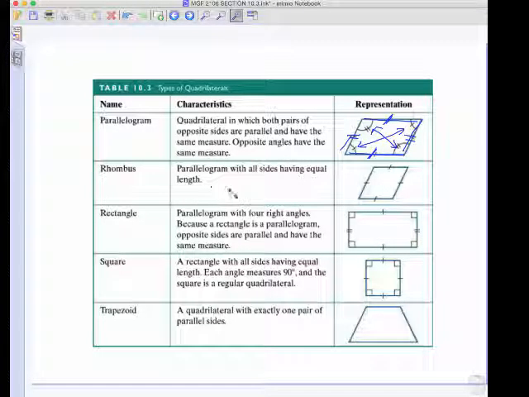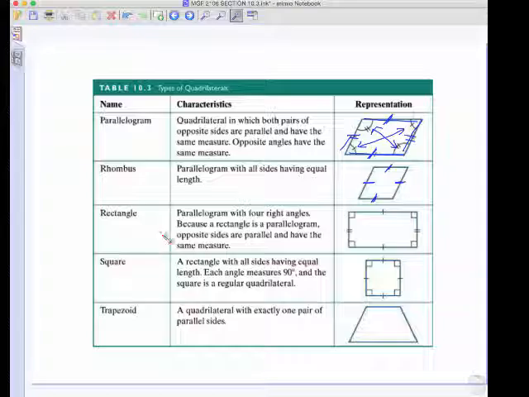A rhombus is a very special type of parallelogram, and it's a parallelogram that has all sides equal. So it has all the parallelogram characteristics, but it also has all 4 sides equal. The parallelogram only had 2 pairs of opposite sides equal. A rhombus has all 4 equal.